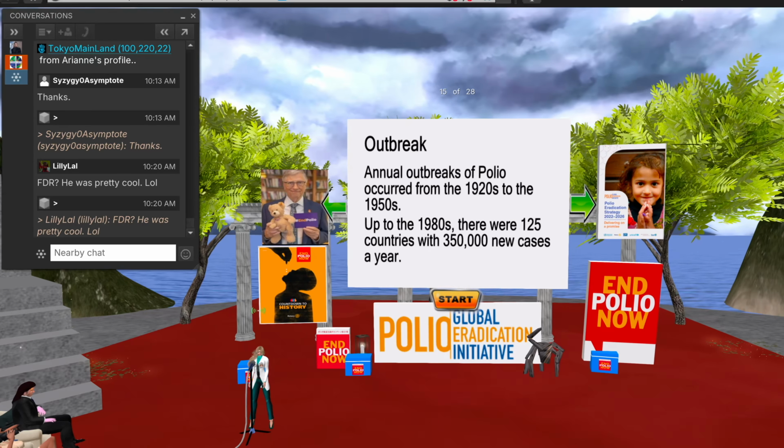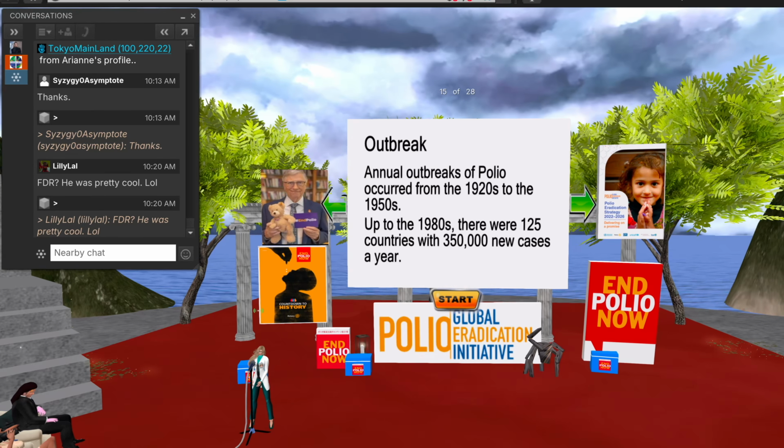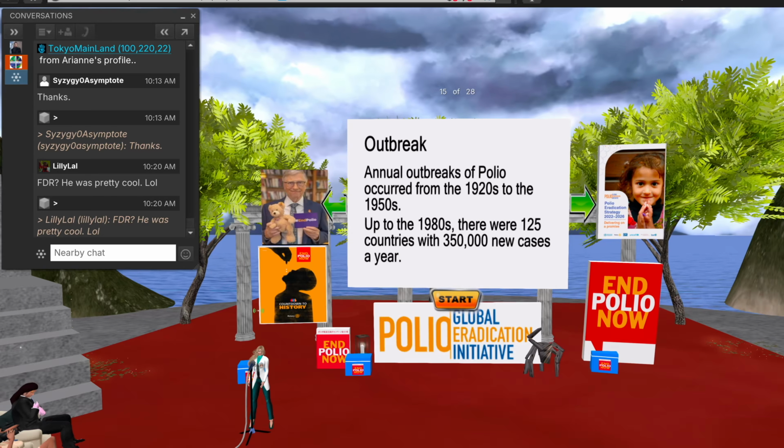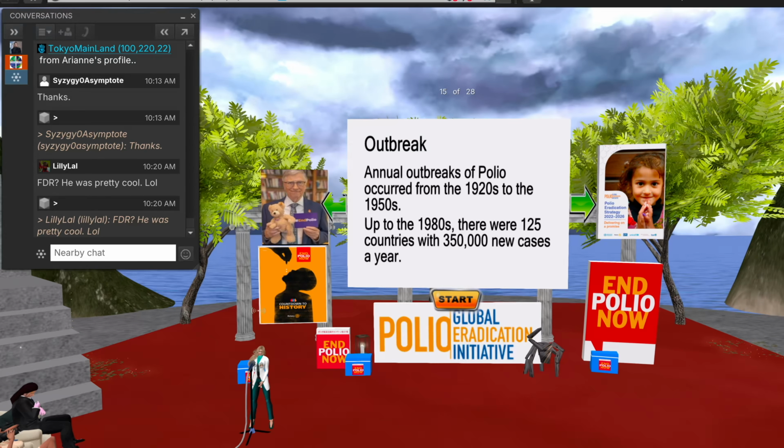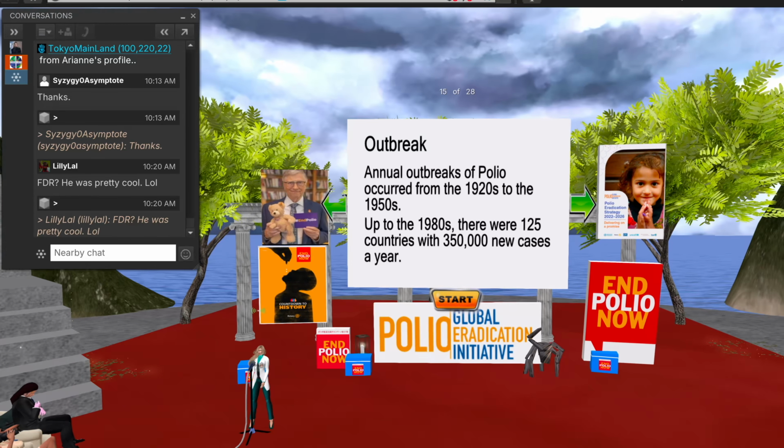By the 1980s, the global burden of poliomyelitis had escalated to an estimated 350,000 new cases each year, reported across 125 countries.